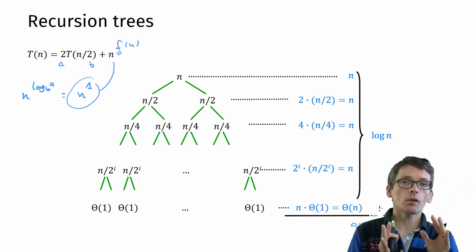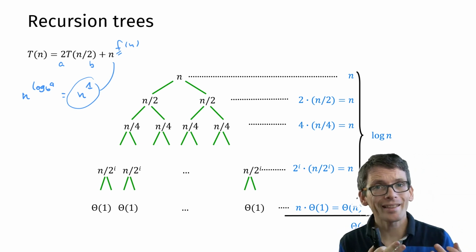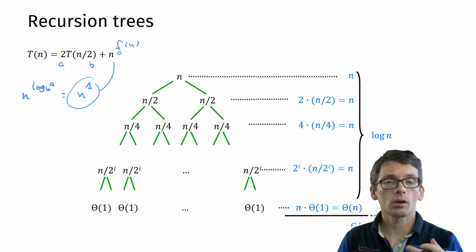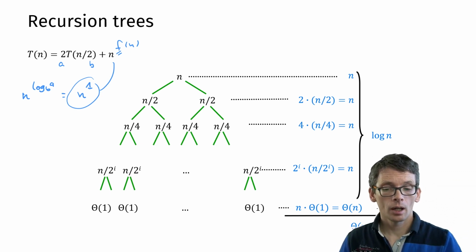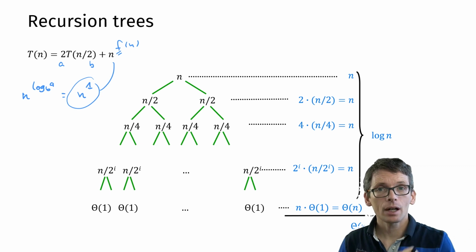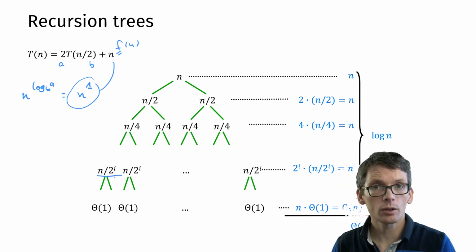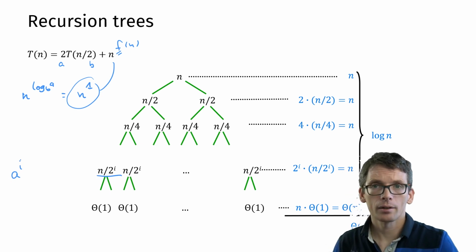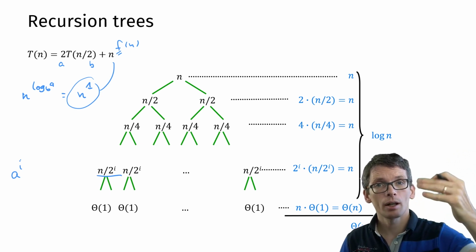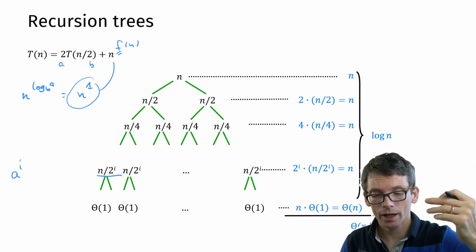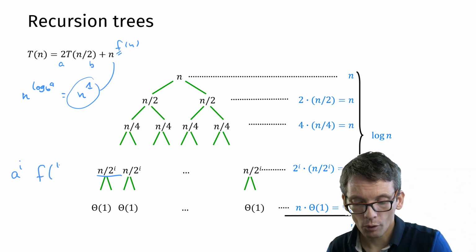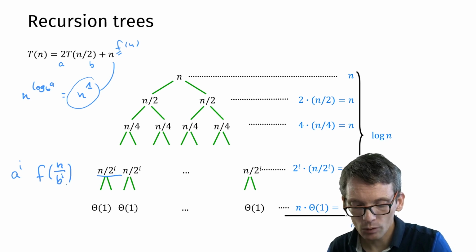So I would like to give you a little bit of intuition of why this happens in general in the master theorem, which in principle is also the idea behind the proof of at least that case of the master theorem. And for that, you can look at the contribution at level i. So at level i, the number of these terms is a to the i. So every time I go down, the number of terms goes up by a factor a. So if I go down i times, I have a to the i terms. Each of these terms has the form f of n divided by b to the i.